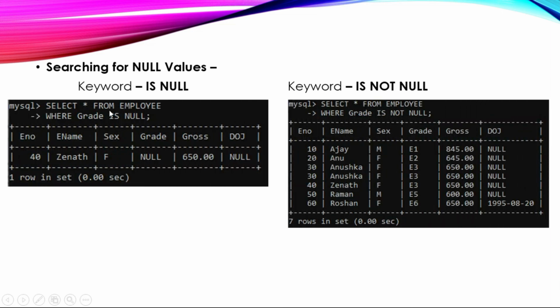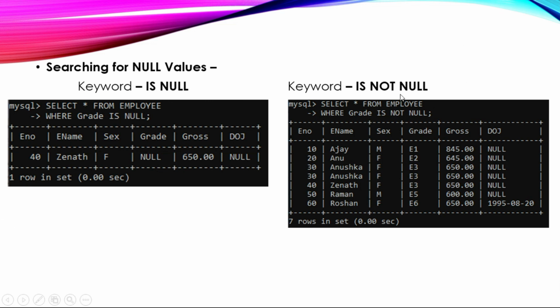So here you can see, select star from employee where grade is null. You are not going to write equals to null. The query is is null. जिसका grade null है मुझे सिर्फ उनका ही data देखना है. So here there is only one value which has grade as null. So that will be the output.